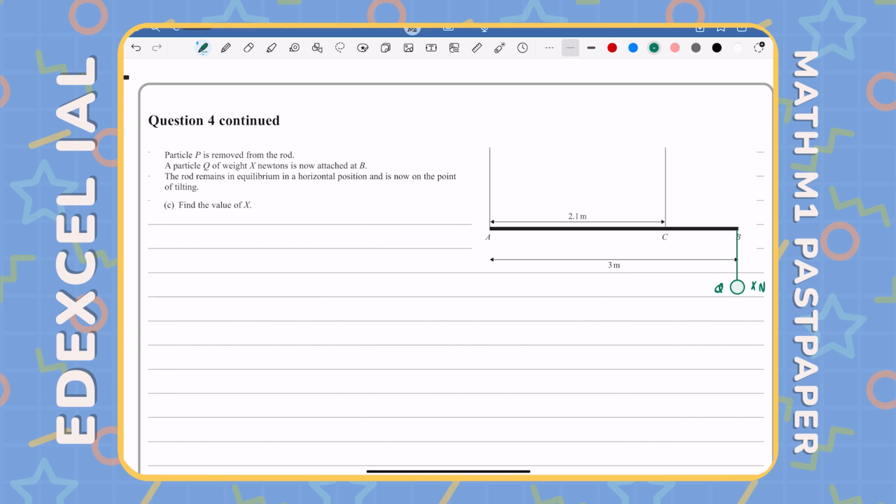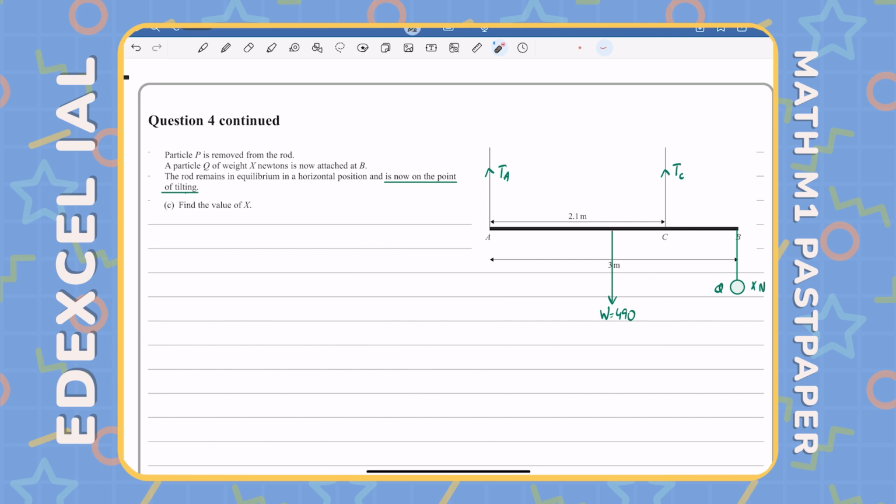Interesting. So the rod is in equilibrium, but it's at the point of tilting. Now imagine that this rod is about to tilt. So if it's about to tilt, don't forget that there is the weight of the rod, which is still 490. There's tension here, and there's tension here. So this is tension A and this is tension in the string C.